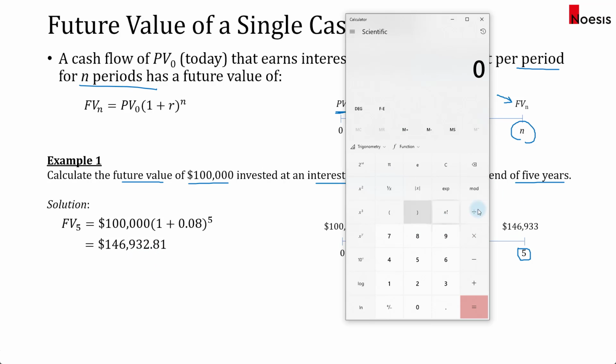If you're using a scientific calculator, you will type 100,000 multiplied by bracket 1 plus 0.08 close bracket, and then the power button will be denoted as x to the power y, but you should be familiar with your calculator's function. So I'll type power, so you see a hat here, and then 5, and then it equals 146,933. So that's just to confirm the answer.